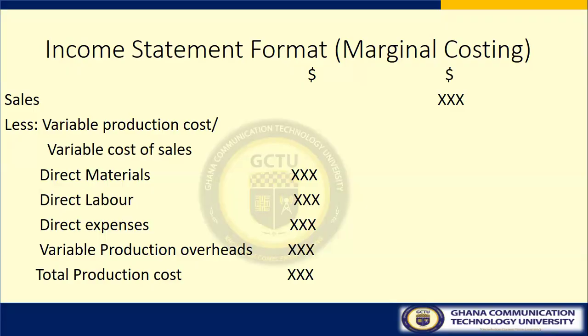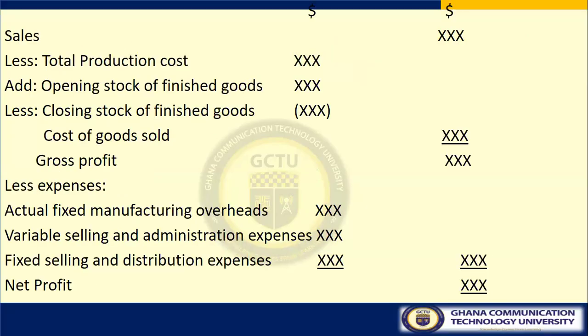Then, when you add all this, you get what's called the total cost of production. The total cost of production under marginal costing consists of direct materials, direct labor, direct expenses, and variable production overheads. Then you take the total production cost from sales.